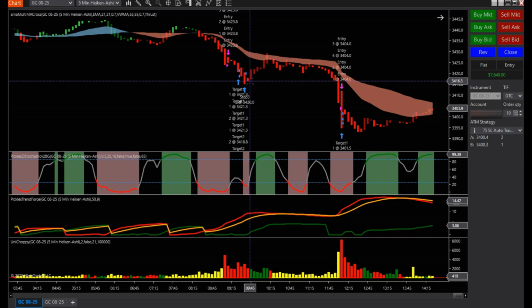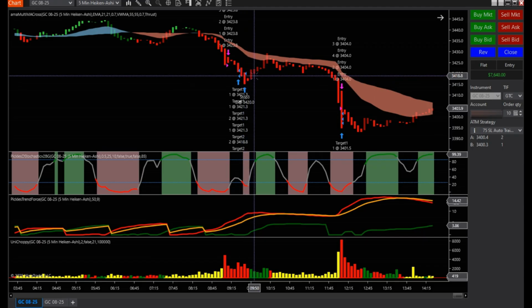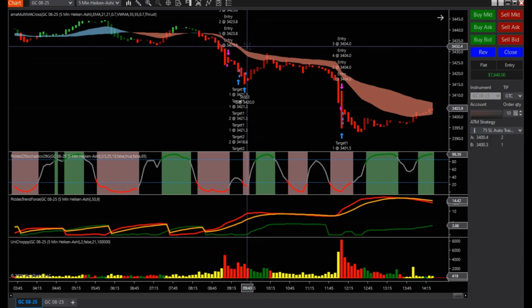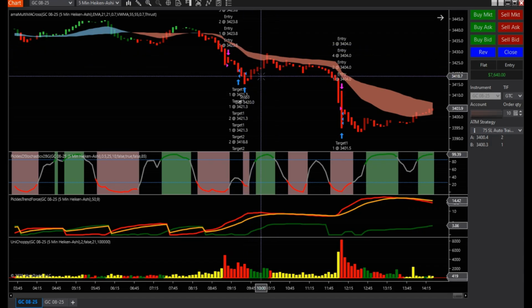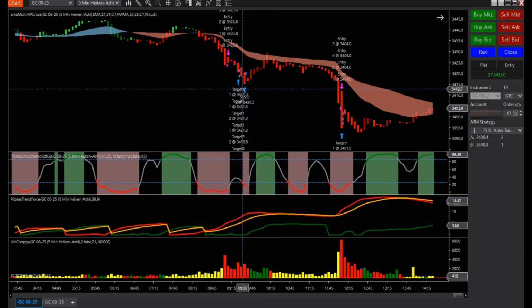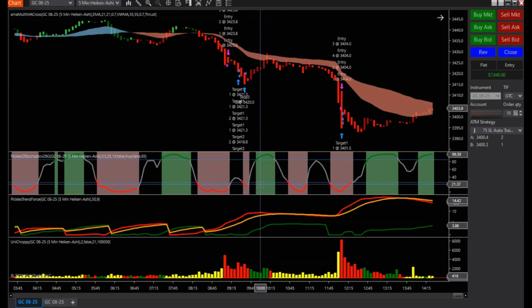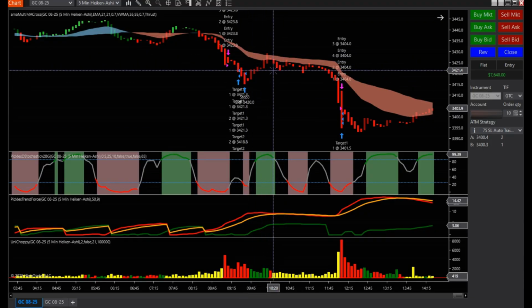And then you can see here I got a pullback right here. This is a pullback because this is generally a downtrend. So normally when you get this red shade here and you have green, that's a pullback, right?